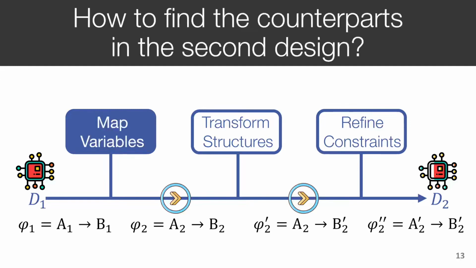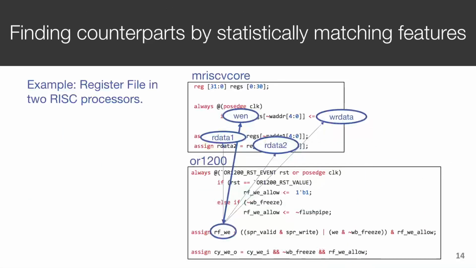So when we consider the property translation, a natural first step is to find what the variables will be in the new design. So how can we find the counterparts of the variables in the new design? Here, we use a statistical matching approach to correlate the variables between the two designs. For example, these are 2 pieces of code that show the implementation of register files in different processors. And we would like to map the write enable signal from one design to another design.